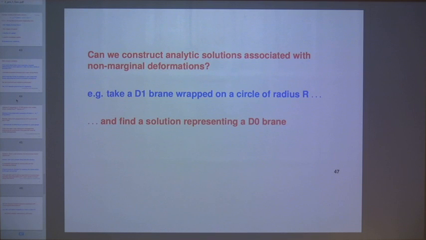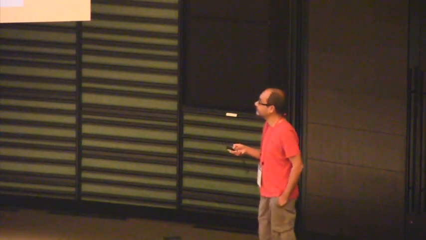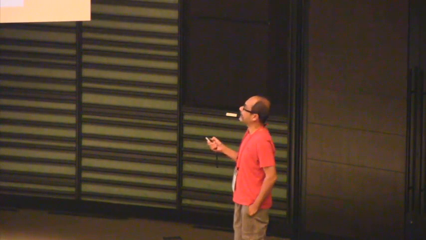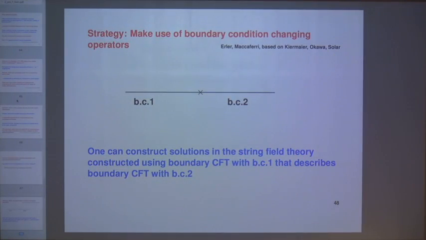So given this, we can be more ambitious and ask, can we construct analytic solutions associated with non-marginal deformations? For example, take a D1 brane wrapped on a circle of radius r. Can we find an analytic solution that describes a D0 brane? This is possible in level truncation, but now we are asking whether it's possible analytically. This was answered in the affirmative by Erler and Maccaferri.